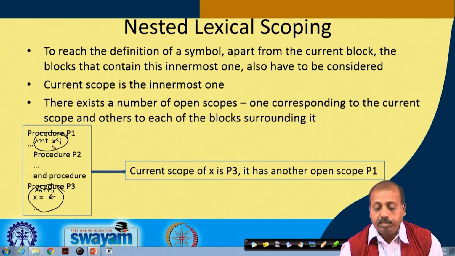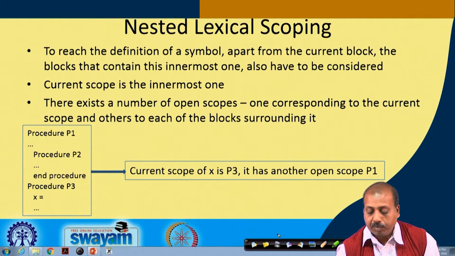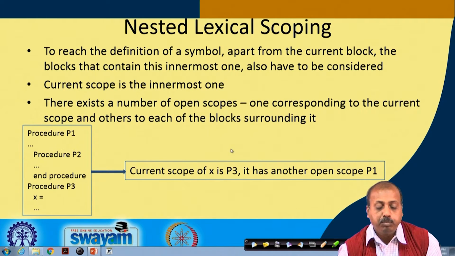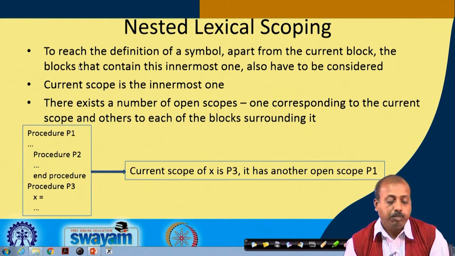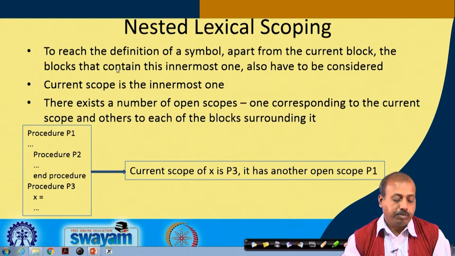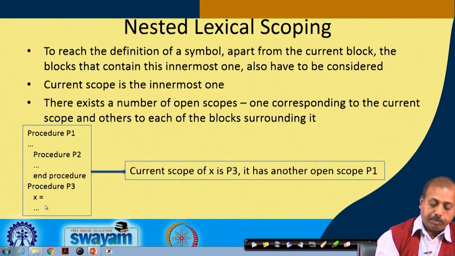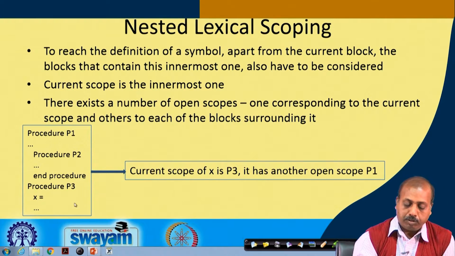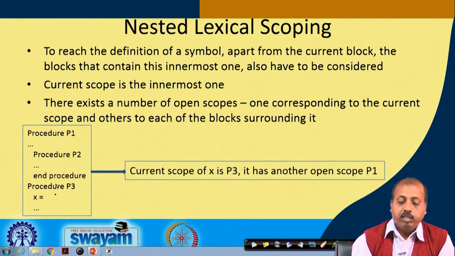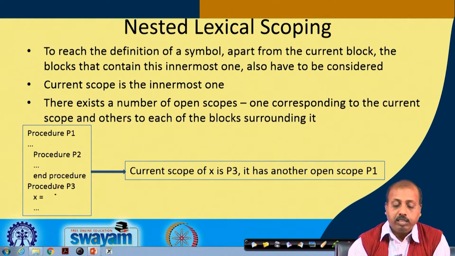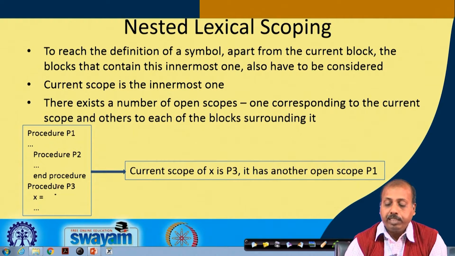So, to reach the definition of a symbol apart from the current block, the blocks that contain this innermost one also have to be considered. It is not that we look only in procedure P3, but we also look into the other surrounding blocks. The current scope is the innermost one, and there exist a number of open scopes, one corresponding to the current scope and others to each of the blocks surrounding it.